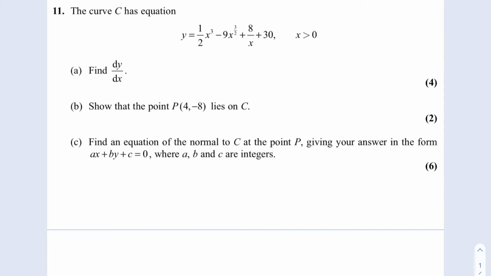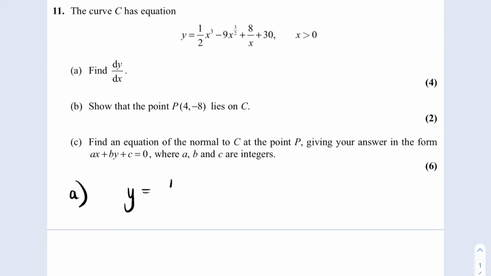So the question says, the curve C has equation y equals a half x cubed minus 9x to the power of 3 over 2 plus 8 over x plus 30, where x is positive. In part A, for 4 marks, we have to find dy by dx. Part B, for 2 marks, show that the point P, which is (4, -8), lies on C. And in the final part of the question, for 6 marks, find an equation of the normal to C at the point P, giving your answer in the form ax plus by plus c equals 0, where a, b and c are integers.